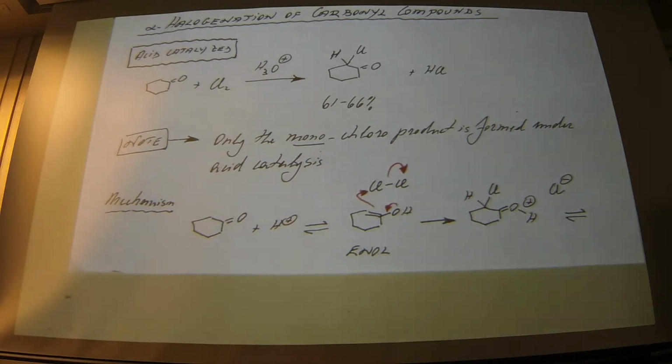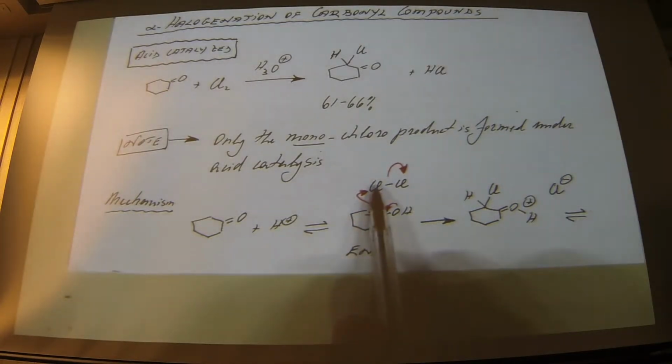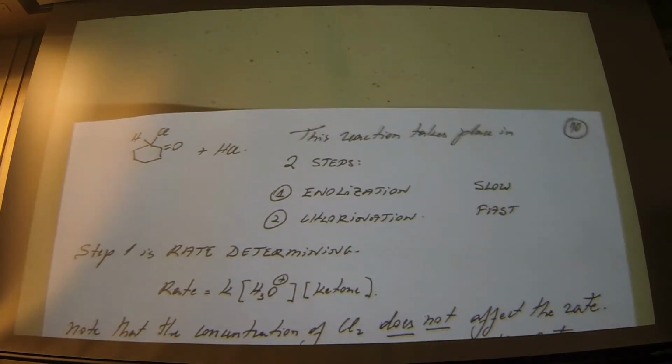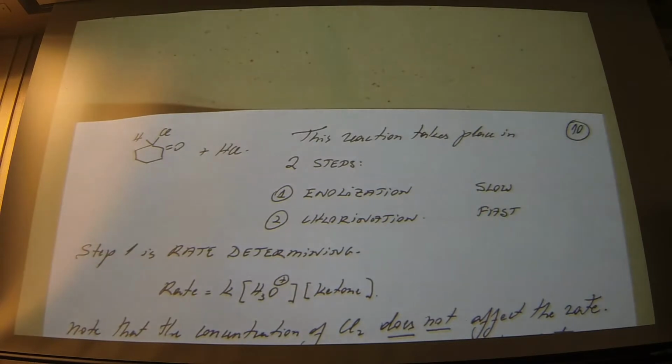So you make the enol. Remember what I said about the enol. The enol, and especially the enolate, are carbon nucleophiles. It reacts with this electrophile. So not much different from what we've seen all along. Now, this reaction takes place in some steps. The first step was enolization, and that was slow. Once you have the enol, it's a reactive nucleophile, and so the reaction with the electrophile, chlorine in this case, takes place rapidly.